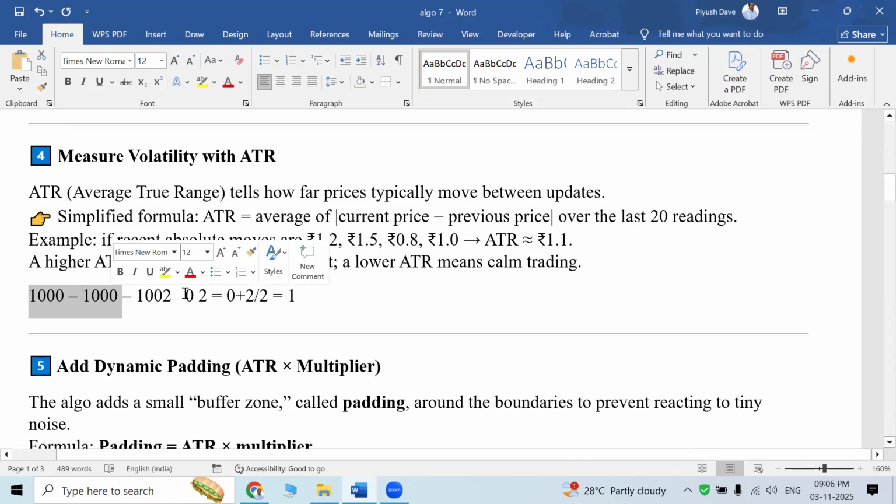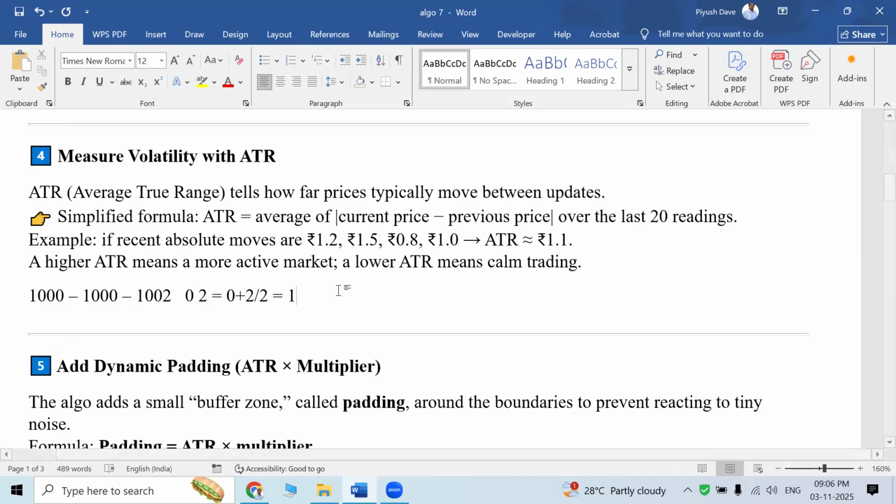So the difference between prices will be calculated first. The difference is 0 here, then the difference is 2 over here. We will add these two differences and divide by 2, since we have taken 2 readings, so we will calculate the ATR as 1. Now if the ATR is in a certain range, like up to 2, we can consider it a calm market. And if the ATR is above 5, 6, 7 or up to 10, we consider that it is a volatile market. So this ATR will help us understand whether the market is highly volatile or calm.